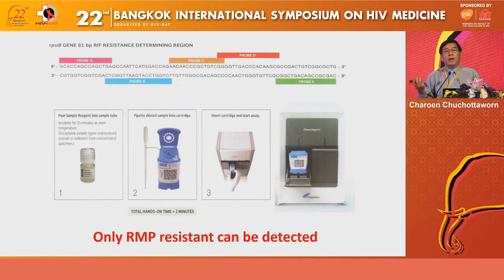The definition of drug-resistant MDR is resistant to isoniazid and rifampicin. Why do we test only the rifampicin? Because there's a limitation of the technique in the cartridge that we can detect only one gene. So we select the rifampicin gene because it's the most important drug in the treatment of TB.